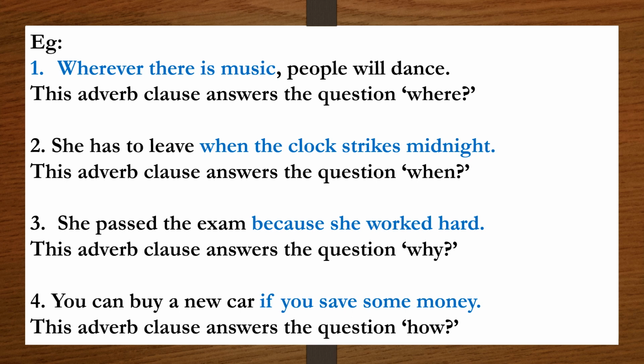The third sentence, she passed the exam because she worked hard. The group of words because she worked hard is an adverb clause as it answers the question why. And the fourth sentence, you can buy a new car if you save some money. The group of words if you save some money is an adverb clause as it answers the question how.